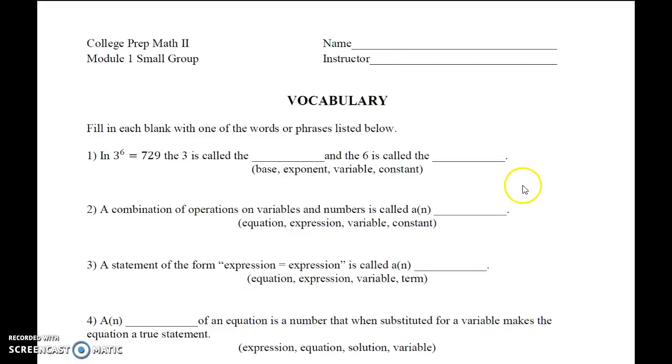Now I think I went over all of this, but just in case you missed it, you might have been absent or something, let's go over the vocabulary because there will be vocabulary on the test. All right, number 1 on your vocabulary sheet says, in 3 raised to the 6th power equals 729, 3 is called the base, and 6 is called the exponent.